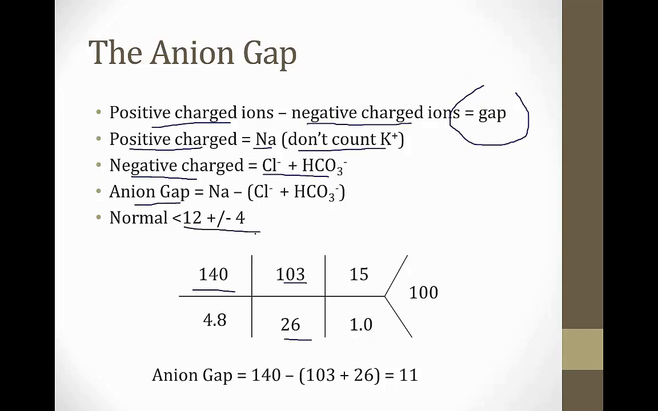In a board question, if they're describing a case with an increased anion gap, the anion gap will usually be very high, like 18, 20 or higher. Anything close to 12 is considered normal. So for this example at the bottom of the screen here, if you wanted to determine the anion gap, you would take the sodium of 140 and subtract the chloride and bicarbonate of 103 and 26, and that would give you a value of 11, which is a normal anion gap.